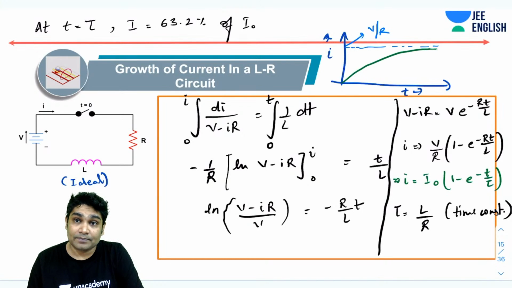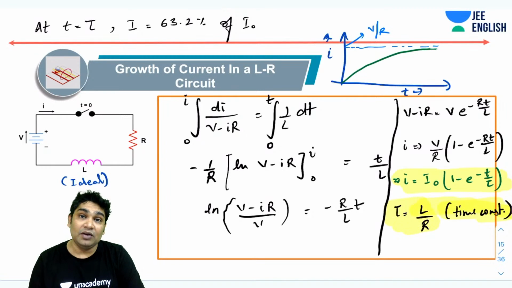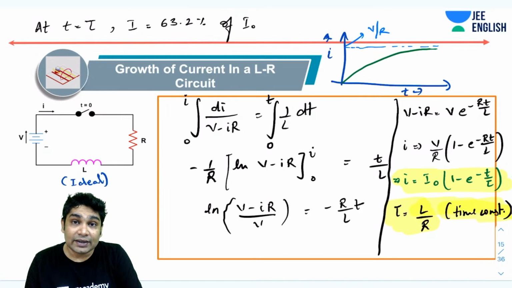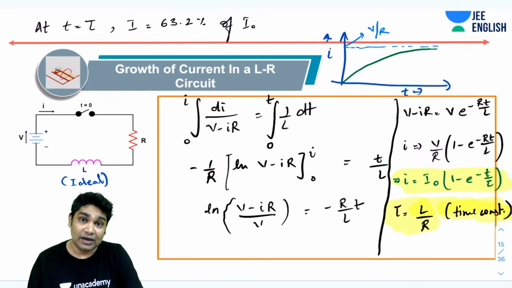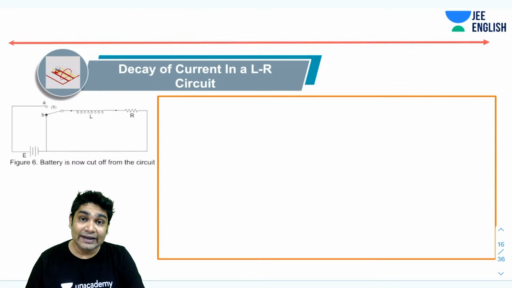Okay, and this equation again, you need to remember this one. Where tau would be L over R, and this is called the time constant of the circuit. And time constant is defined as the time in which the current reaches 63.2% of the peak current value. Okay. Next, let's talk about the decay of current.